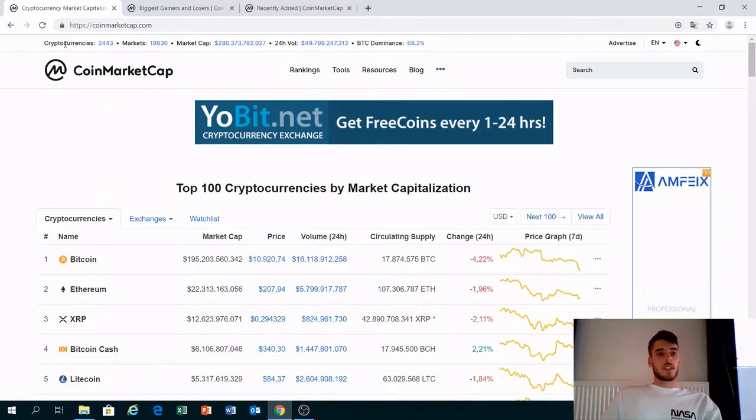As you can see at the top, there are 2,443 cryptocurrencies. We got some markets, the total market cap, which I will talk about later, the volume of the last 24 hours in total, and the Bitcoin dominance, which we will talk about later also.